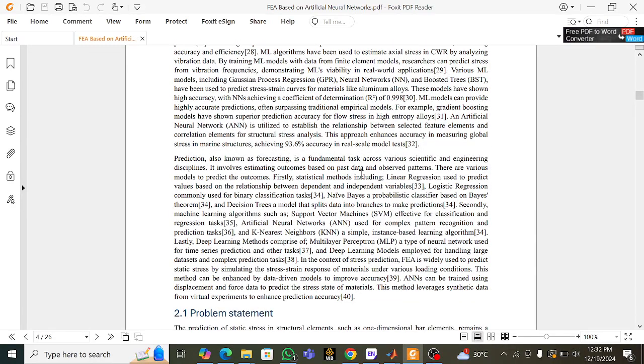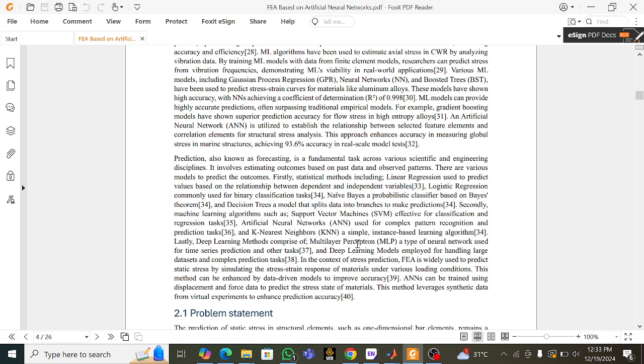is prediction. As we know, there are a variety of methods available to predict the results, but out of them, firstly the statistical method, which includes linear regression, used to predict values based on the relation between dependent and independent variables. Logistic regression is commonly used for binary classification. Naive Bayes is a probabilistic classifier based on Bayes theorem, and decision trees are a model that splits the data into branches to make predictions. Secondly, the machine learning algorithm.